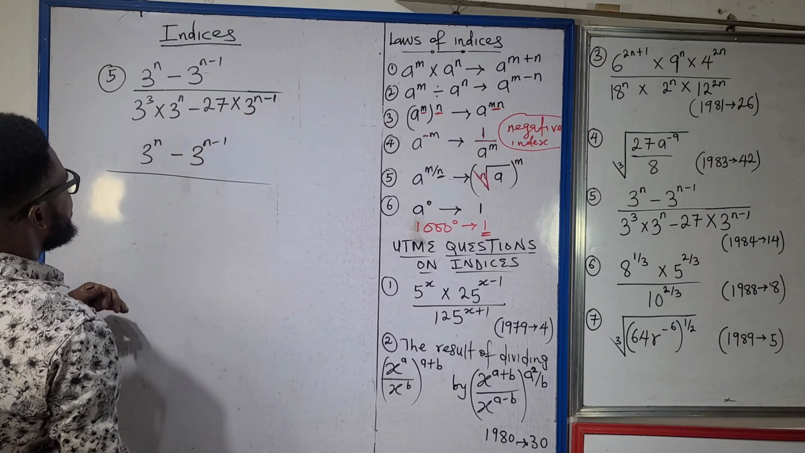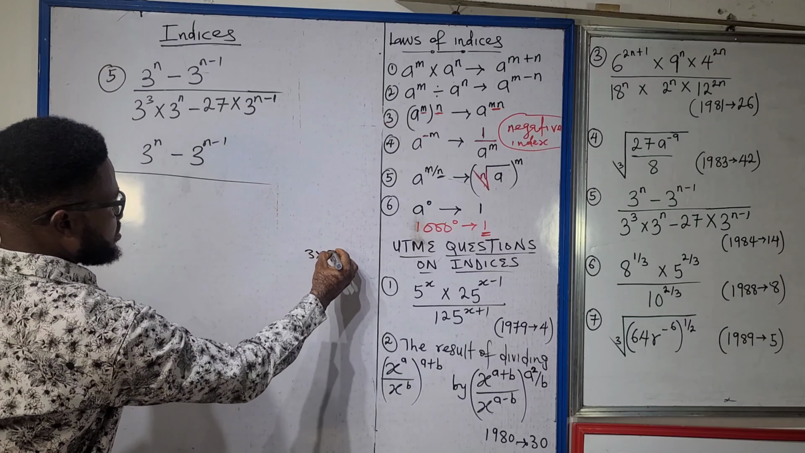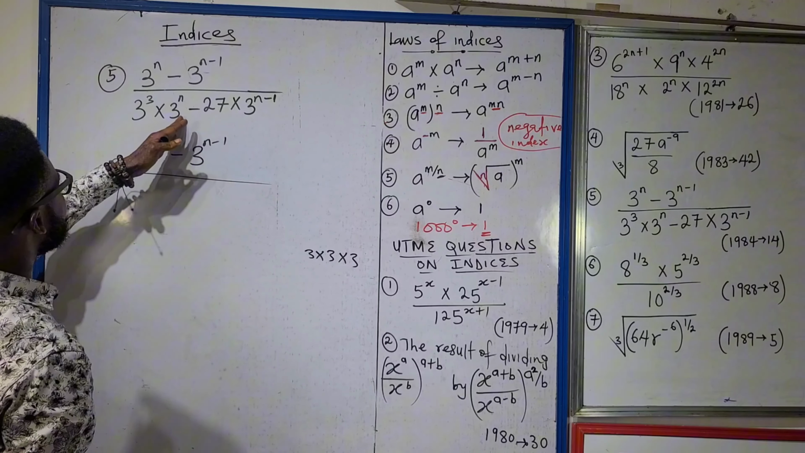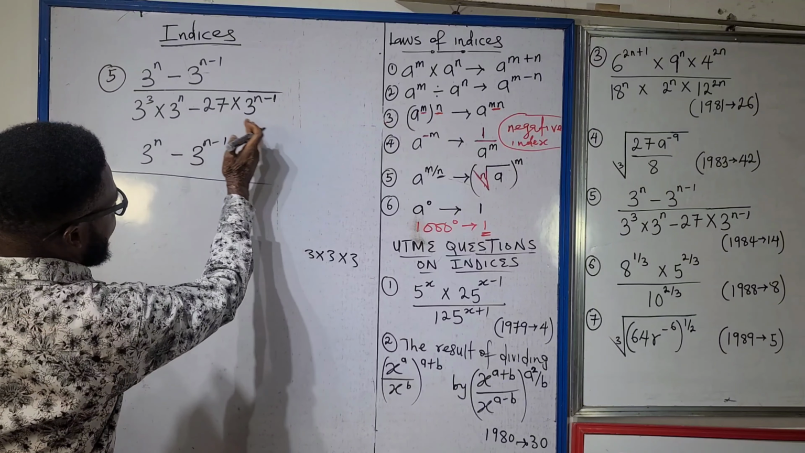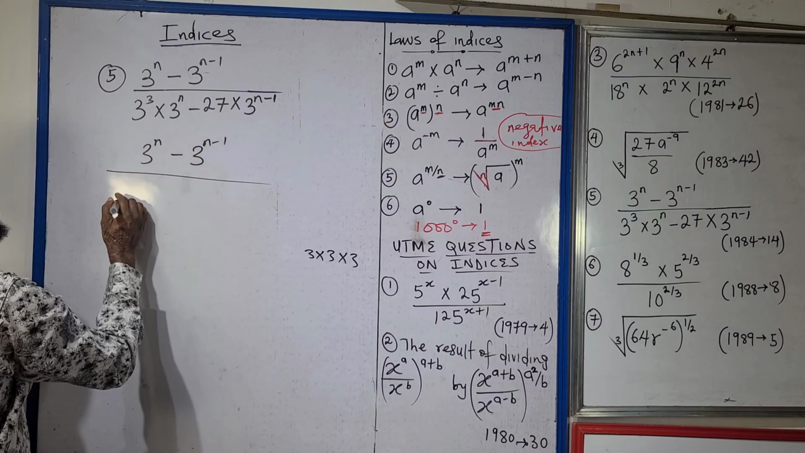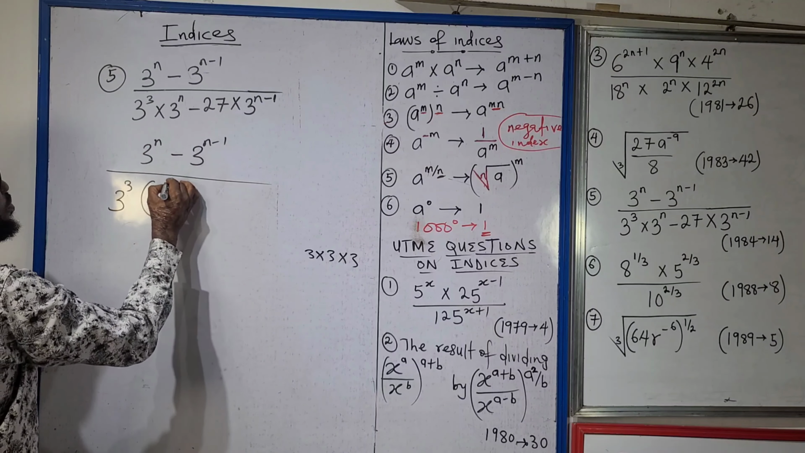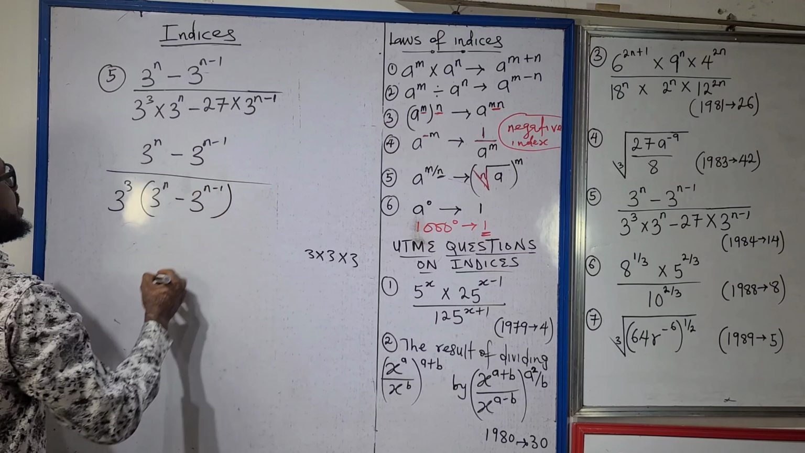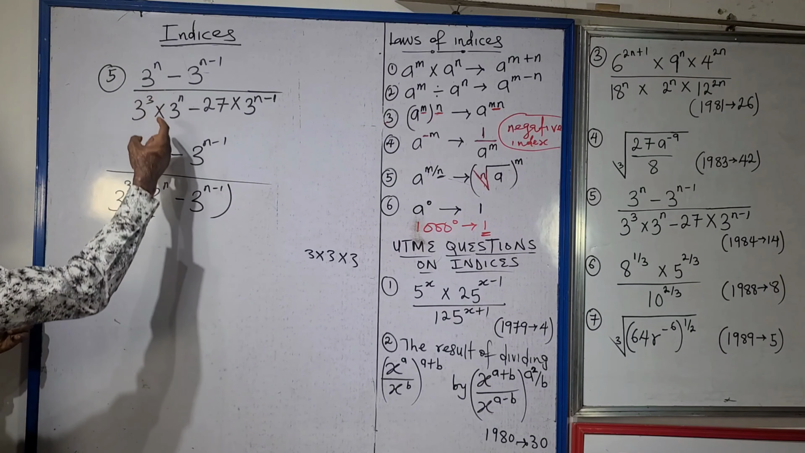But coming to the denominator, I have 3 raised to power 3 here. 3 raised to power 3 is 3 times 3 times 3. 3 times 3, 9. 9 times 3, 27. So I have 27 for the term I have here, and I also have 27 on this side of the denominator. So it means that what is common to this side and this side is 3 raised to power 3. Then I'll be left with 3 raised to power n minus 3 raised to power n minus 1. So what I have done here is to factorize, to take out of a bracket 3 raised to power 3.